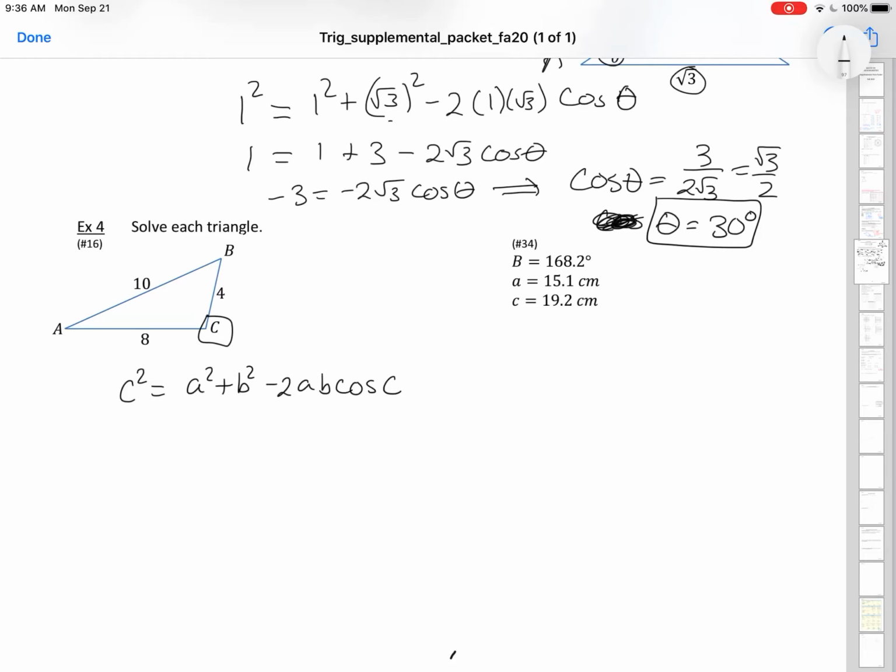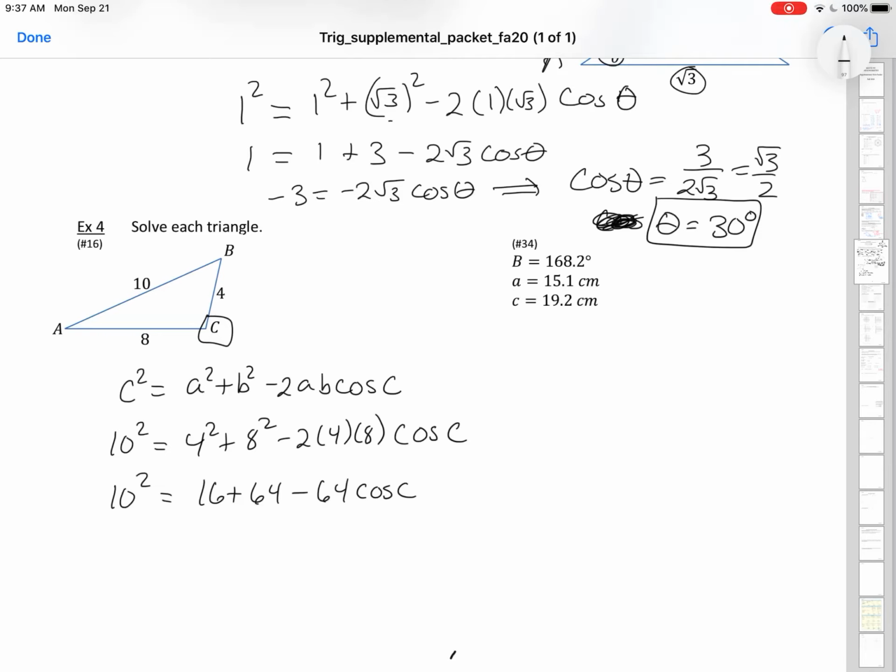And so let's plug in what we need. Well, what's c squared? C squared is 10 squared, is equal to a, which is 4 squared, and it doesn't matter what order you put these two in, plus 8 squared, minus 2 times 4 times 8 times cosine of this angle C. So that's 10 squared is equal to 16 plus 64 minus 64 cosine C. And that's 100 then is equal to 80 minus 64 cosine C. You can bring that over. 20 is equal to negative 64 cosine C. So cosine C is equal to negative 20 over 64.